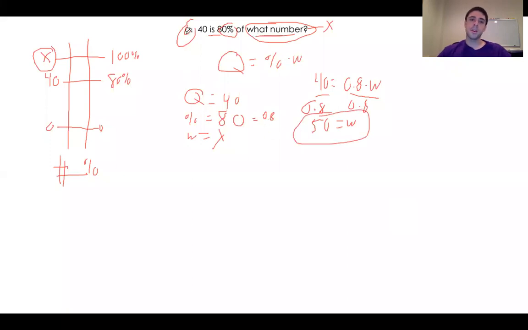So 40 is 80% of what number? That number is 50. 40 is 80% of 50. This would be 50 here. Awesome. Any questions about this one?